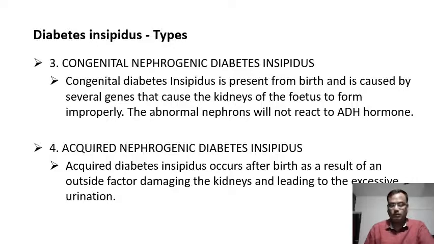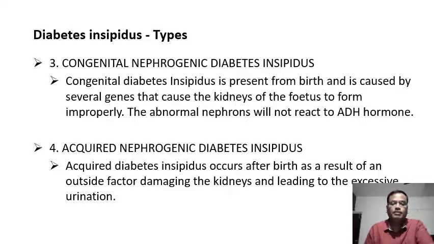So the ADH is not received by the nephrons, and that leads to diabetes insipidus. This is called congenital nephrogenic diabetes insipidus. Then the fourth one is acquired nephrogenic diabetes insipidus.